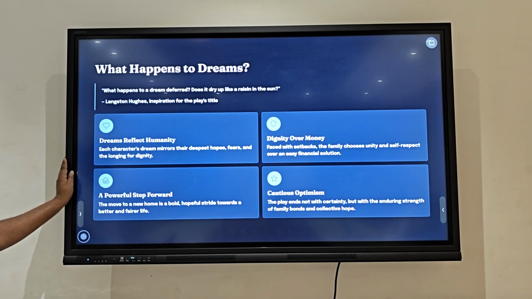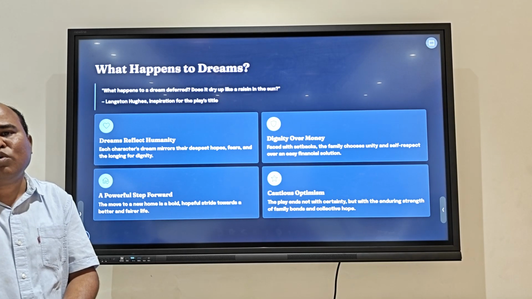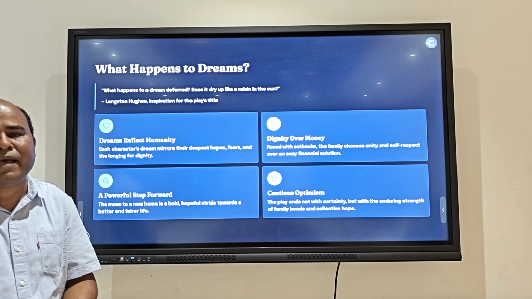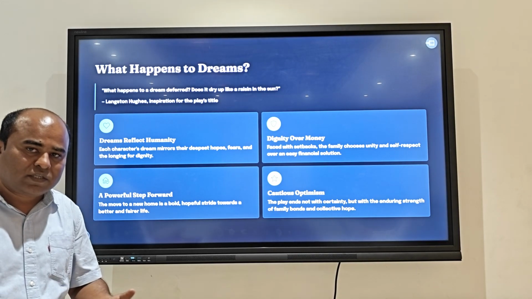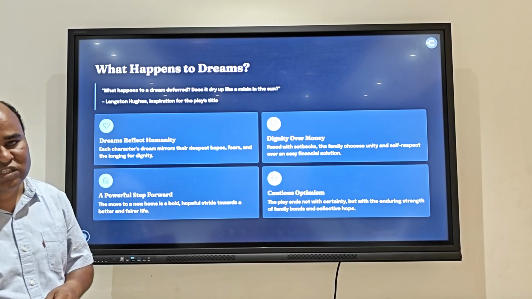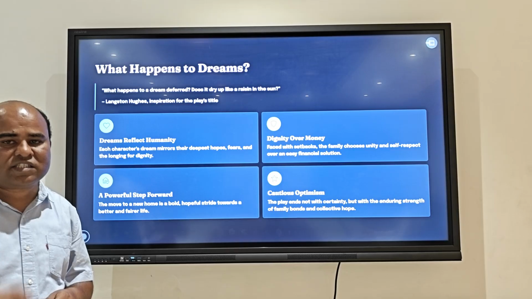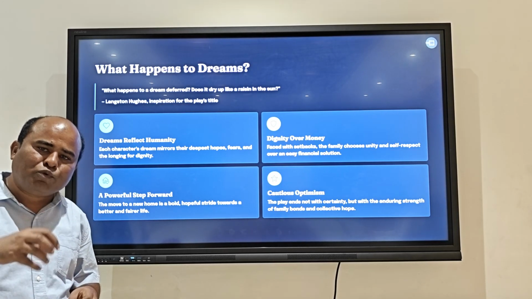Their dreams actually talk about certain important ideas. The dreams of the Youngers reflect humanity. The dreams of the Youngers actually choose dignity over money, and it's a powerful statement. And the play ends with no certainty. We don't know about their future, what might happen. They might be bombed out, they might be boycotted, they might face problems in future. But despite all these odds, the Youngers make a decision and they stick to it. So this is how the play unfolds in a beautiful way.